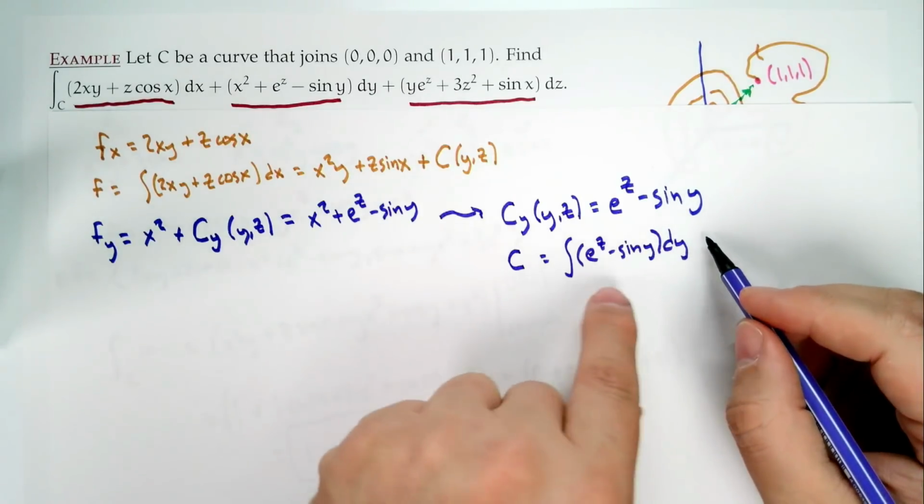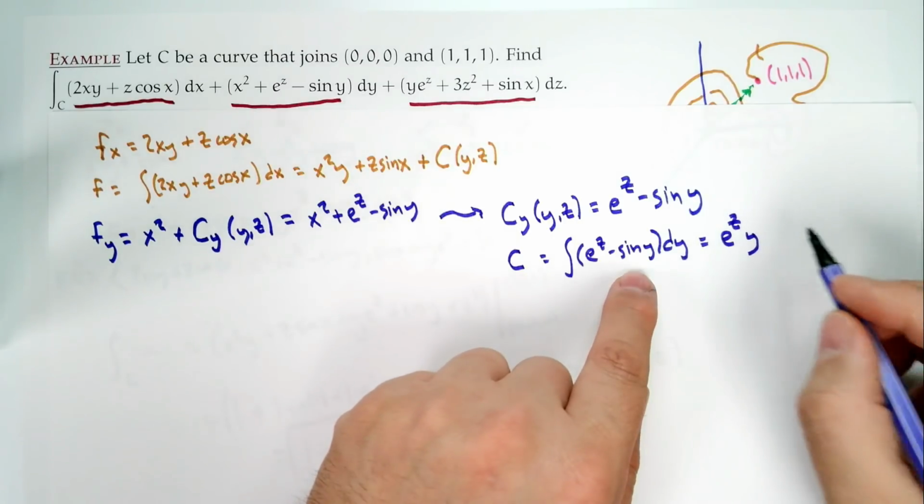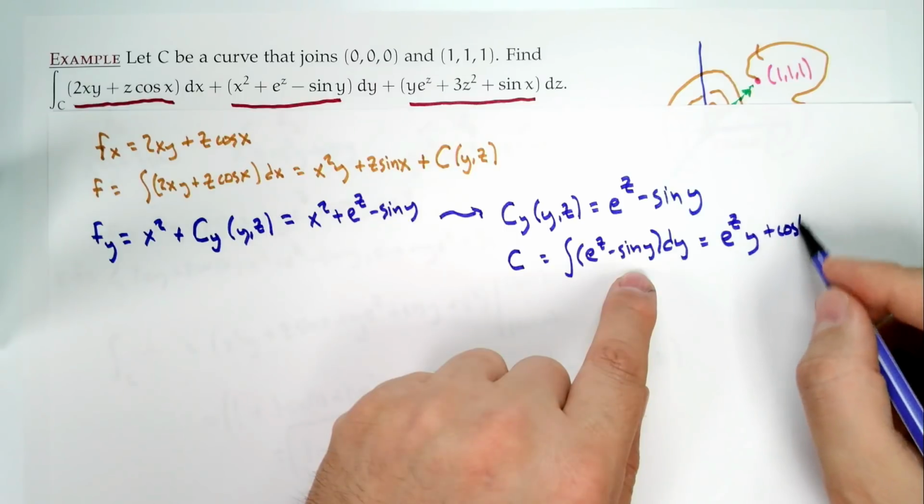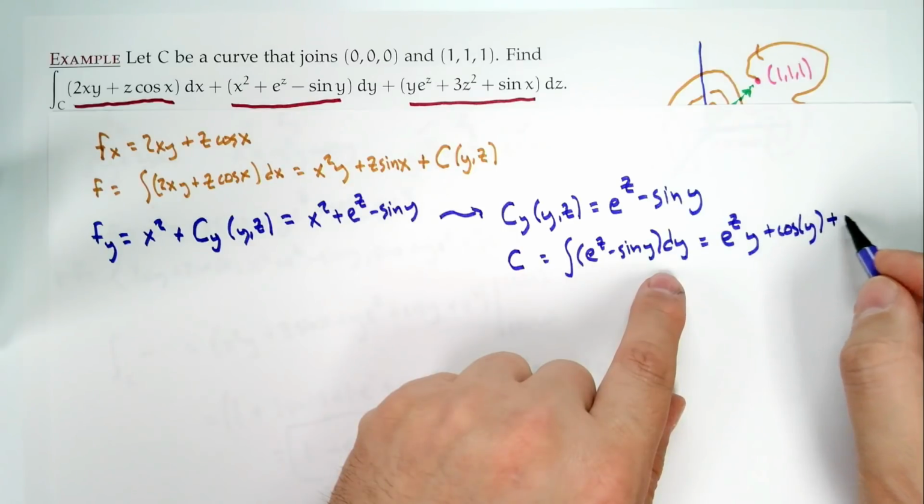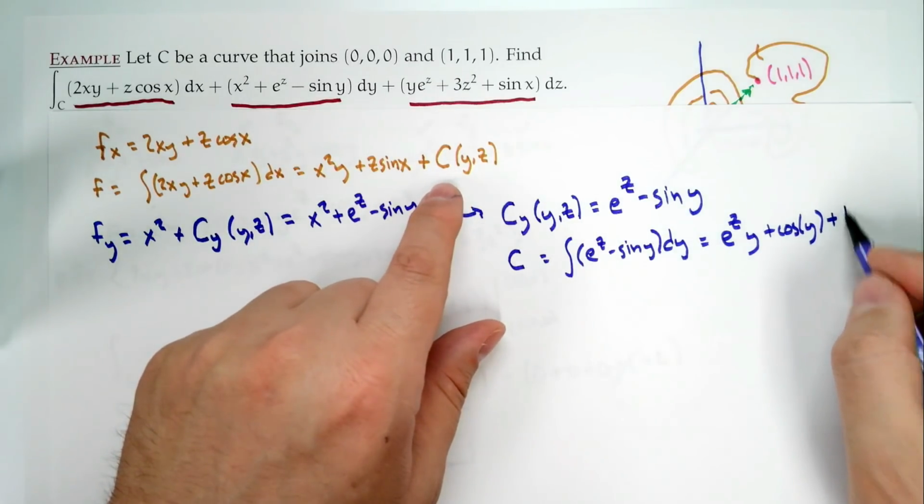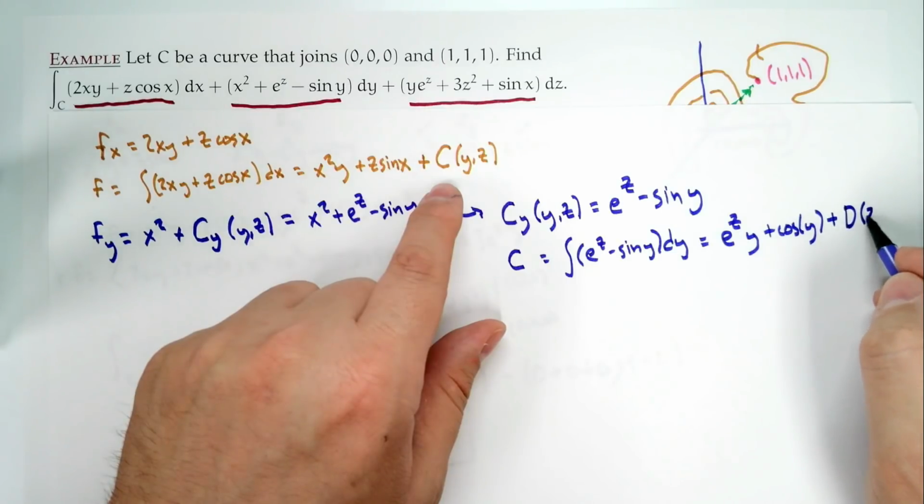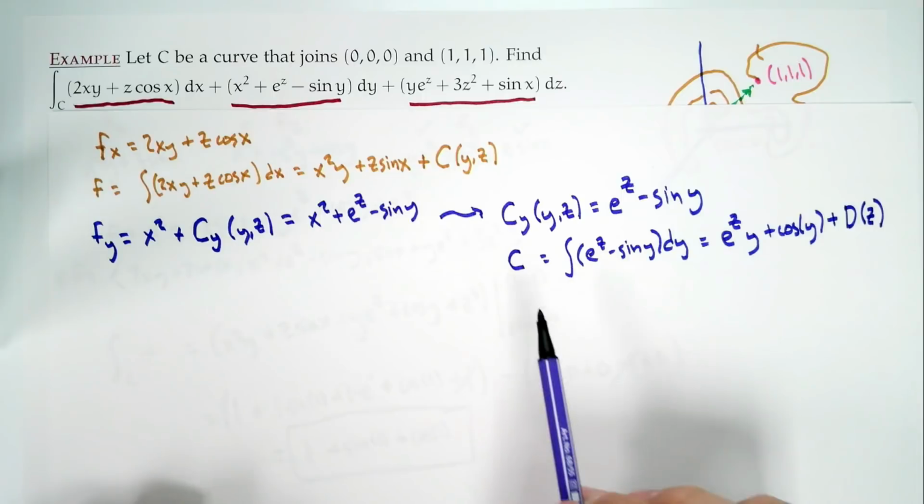So that's going to be e to the z times y. Integral of sine is cosine y, and then anything that's constant with respect to y. So that's going to be some constant function of z. My only variables right now are y and z. I've already used the symbol c, so I'll just work my way up the alphabet. d of z. So let's update. I know what c is.